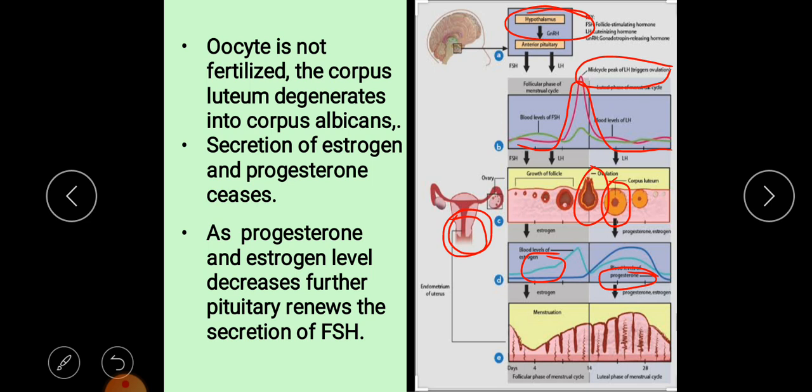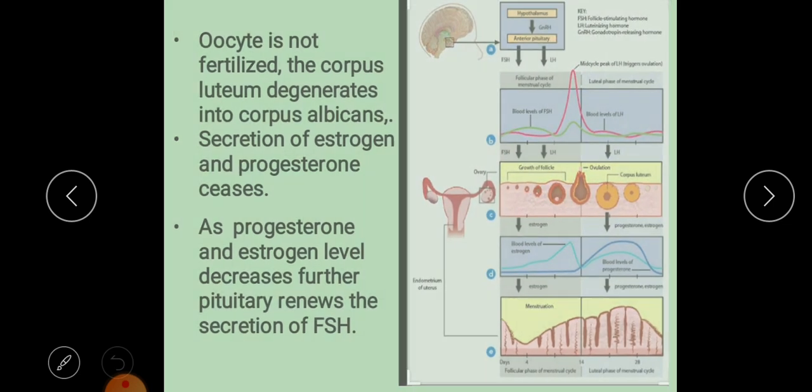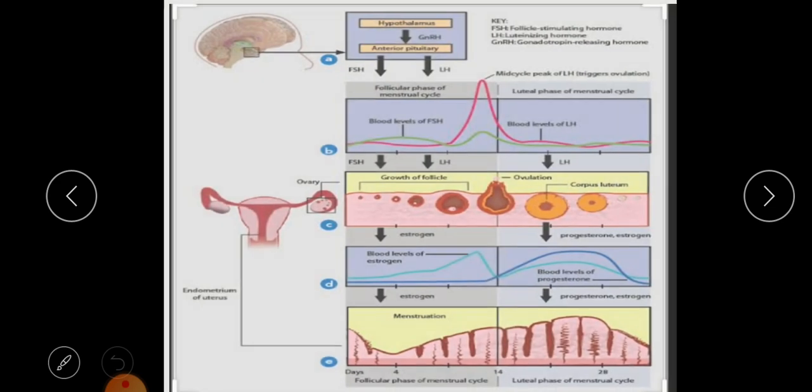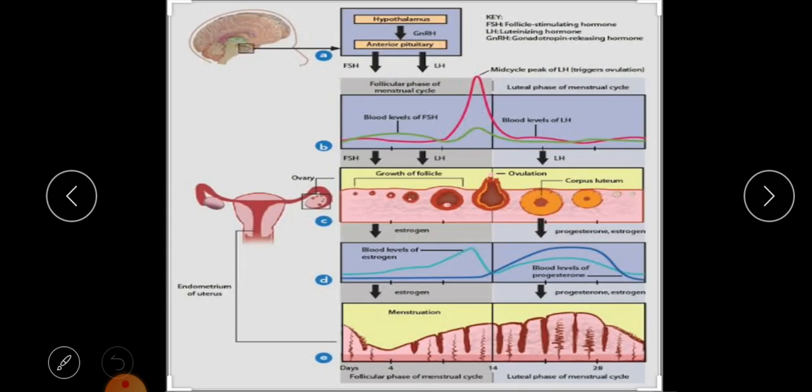Because of the negative feedback, we have less LH and FSH in the blood. Here you can see that because of the less secretion of LH and FSH in the post-ovulation function, the gonadotropin releasing hormone secreted in the hypothalamus is also very less. So from the negative feedback point of view, the secretion of LH and FSH will be very less.